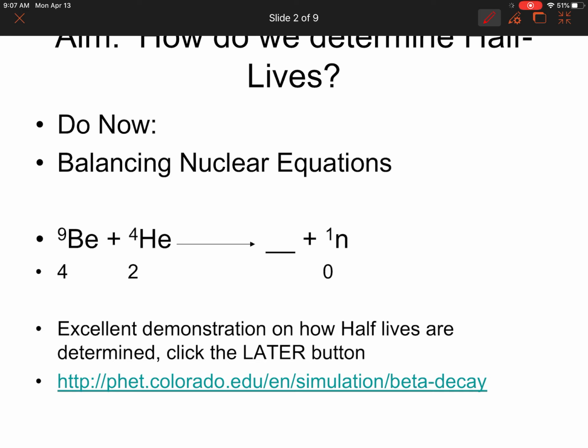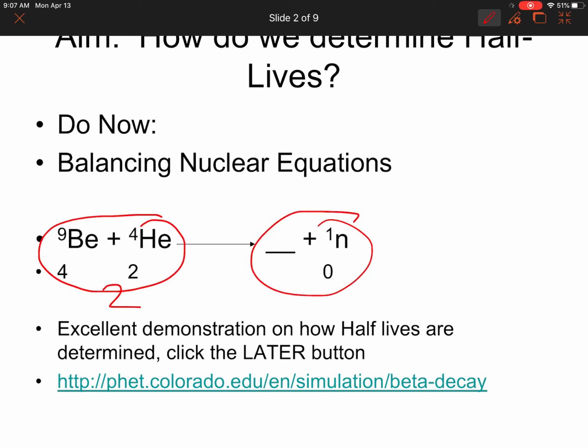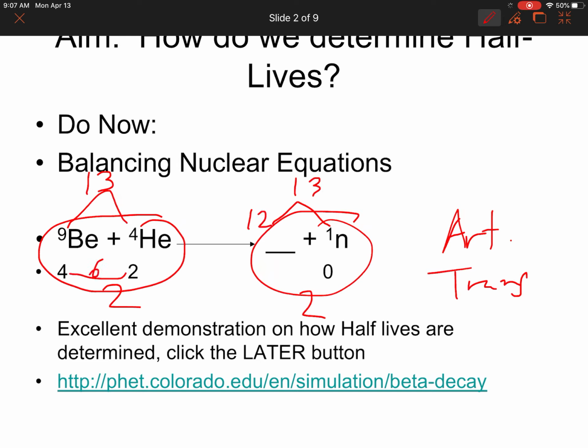Okay, we're back. So we learned, guys, when we have 2 on the left, 2 on the right, that is artificial transmutation. We learned 1 on the left, 2 on the right was natural. Those are particles that give off radiation naturally. So 9 plus 4 is 13. 1 plus what is 13? Well, 1 plus 12. 4 plus 2 is 6.